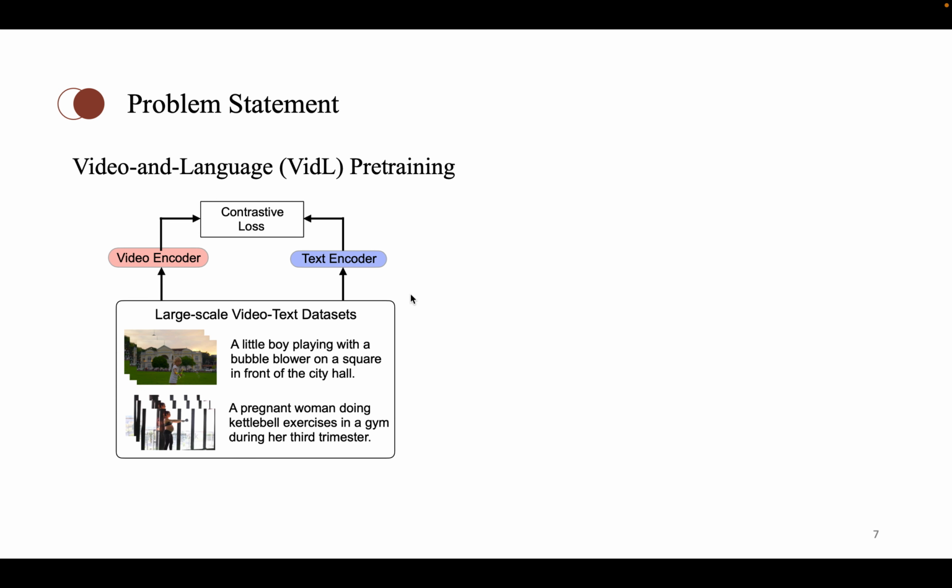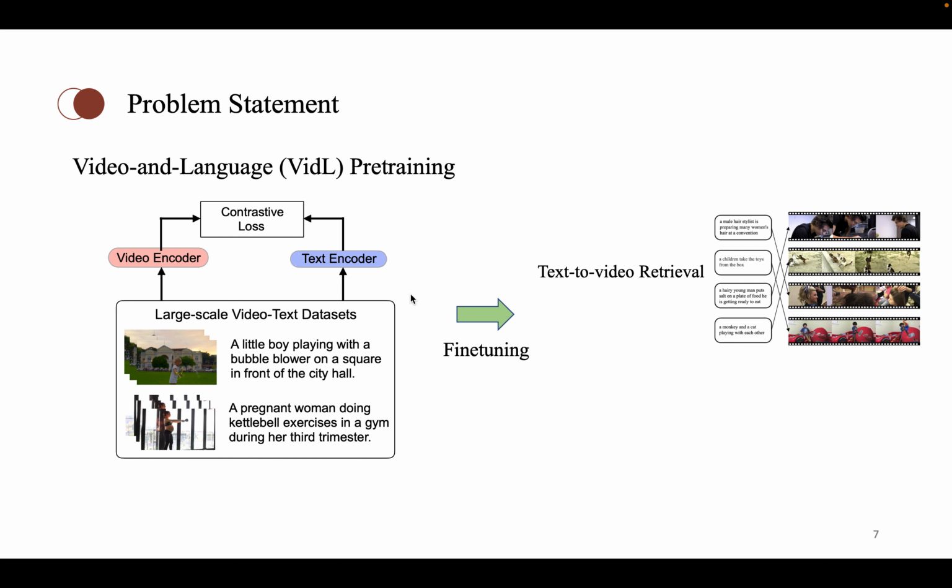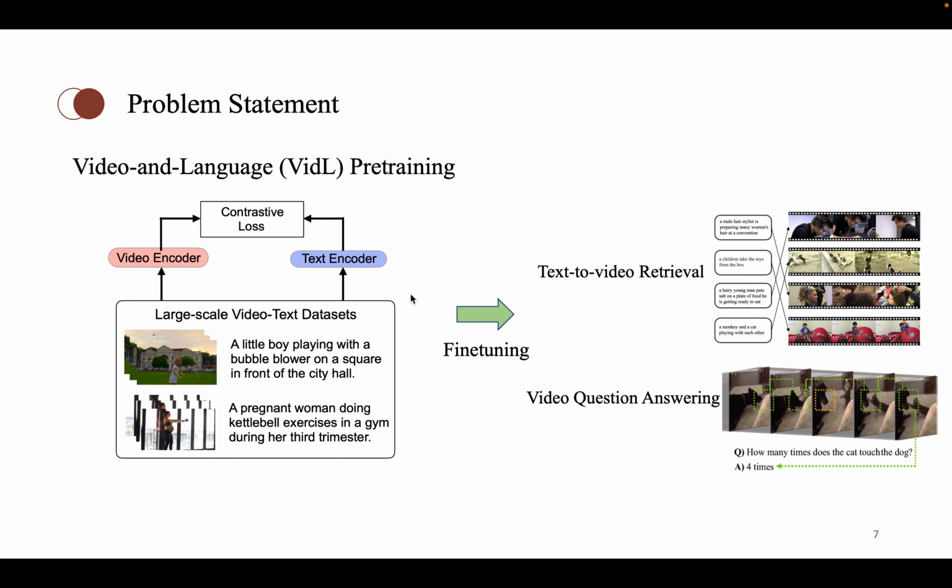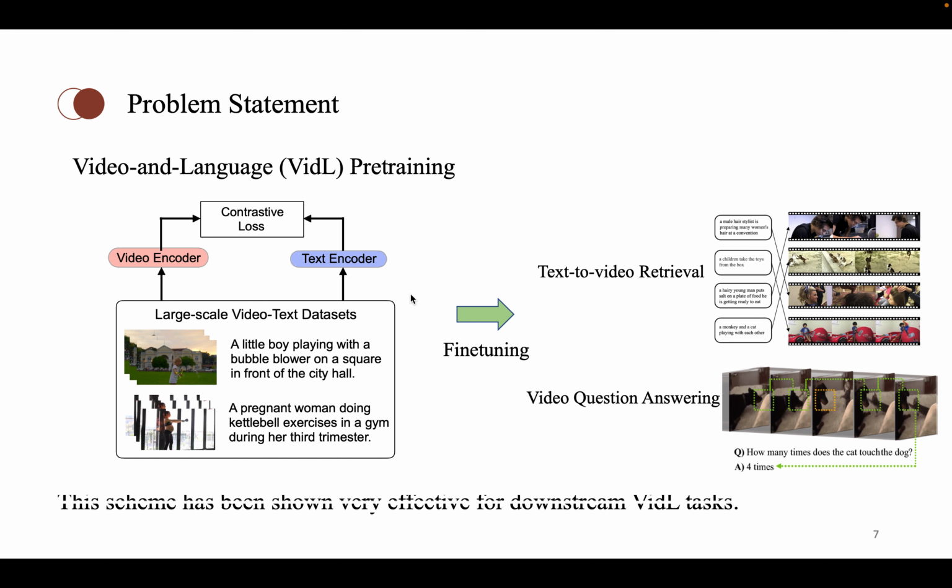Here are the details. Video and language pre-training aims to learn representations of video and text on large-scale video text datasets. Once a model is pre-trained, it can be applied to many downstream tasks, such as text-to-video retrieval and video question answering. This scheme has been shown to be very effective for downstream video language tasks.